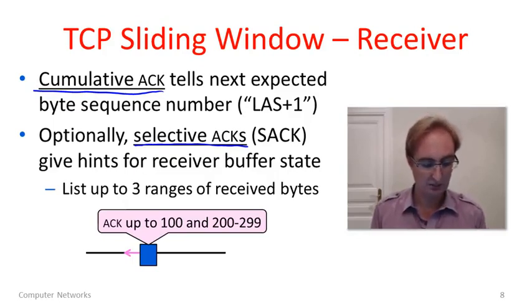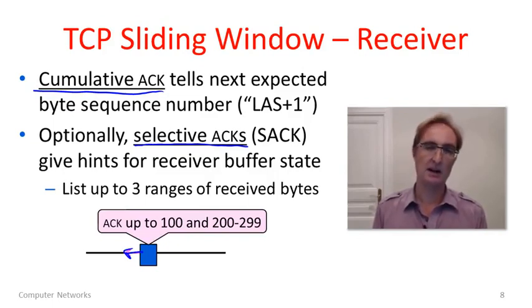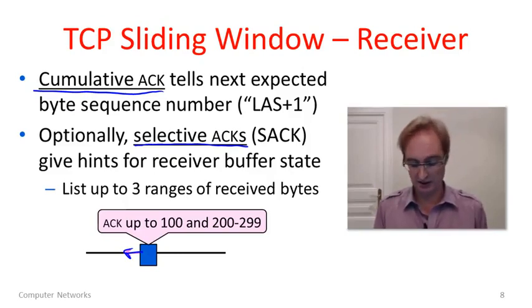So an ACK that's going back from B to A might, for instance, say, hi, I'm an ACK, and I'm ACKing up to all bytes received up to byte 99, and the next byte I expect is 100. That's the cumulative ACK. And in addition to that, I also happen to have received bytes 200 to 299. So you can see there's a bit of a hole here. We don't know what's happened to bytes 100 to 199 yet.